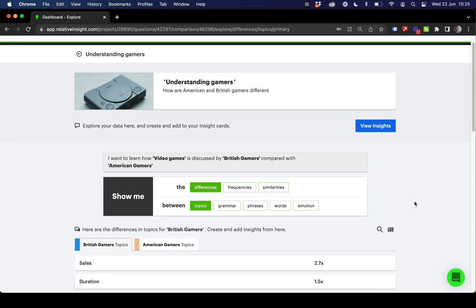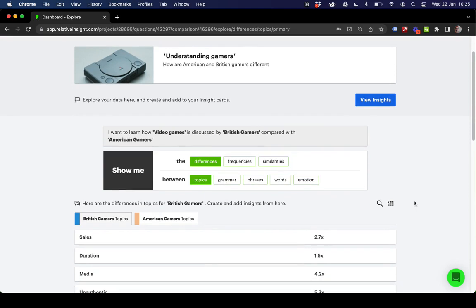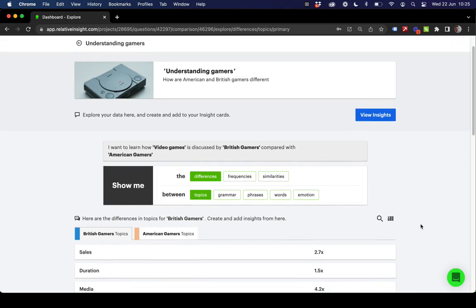Now, differences tell you the elements or the linguistic features that are more prevalent in one data set compared to another. So for example, in this instance here, we can see that the topic of sales is occurring with a relative difference of 2.7 times, which indicates that when talking about video games, Brits are nearly 2.7 times more likely than Americans to invoke the topic of sales.